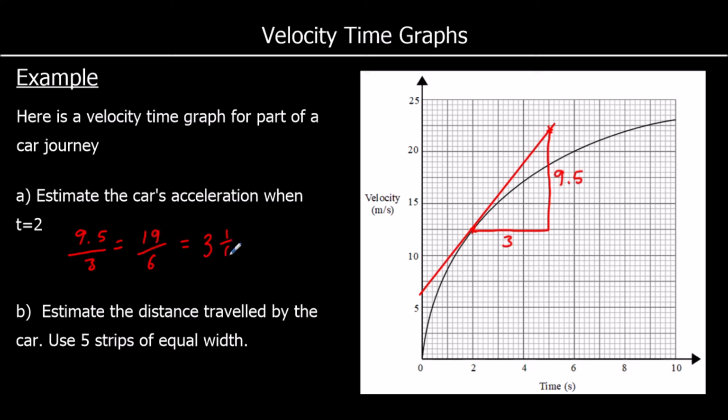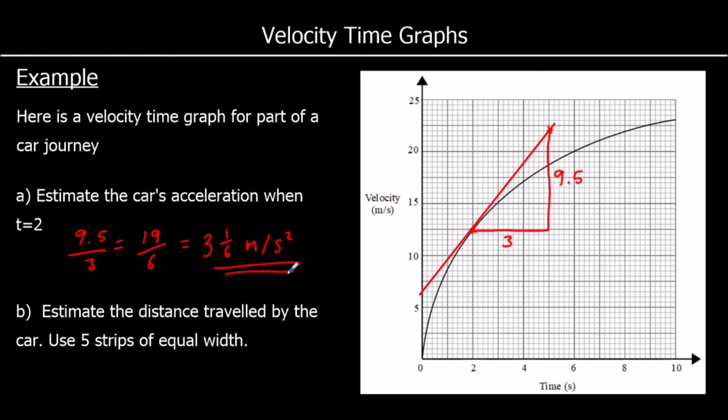It is an acceleration, and it's meters per second over seconds, so meters per second squared. It is an estimate, so from the same graph I could have drawn a slightly different tangent, and I could have got a slightly different answer. There'll be a range of acceptable answers for a question like this.